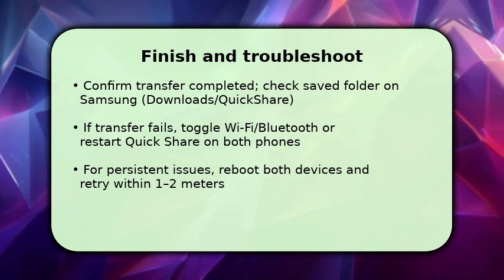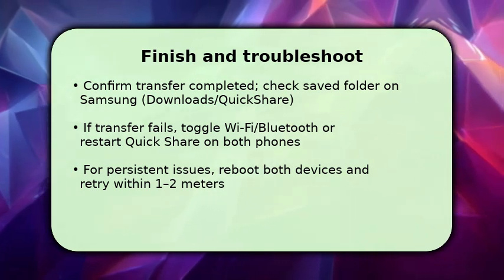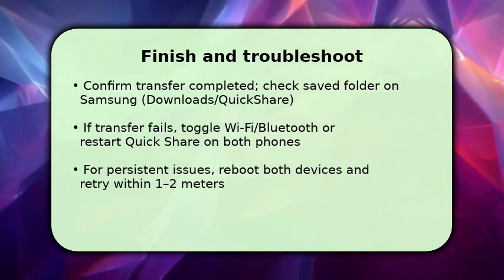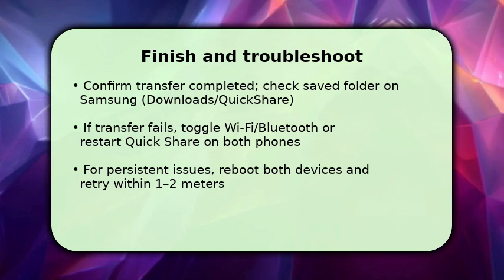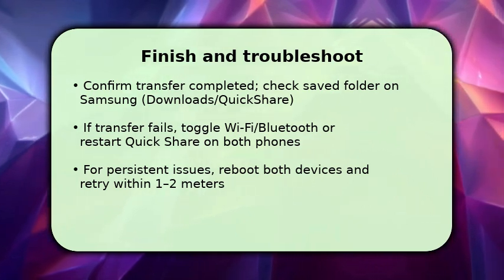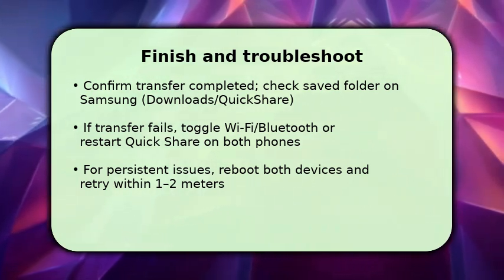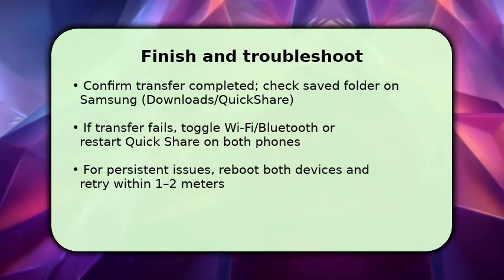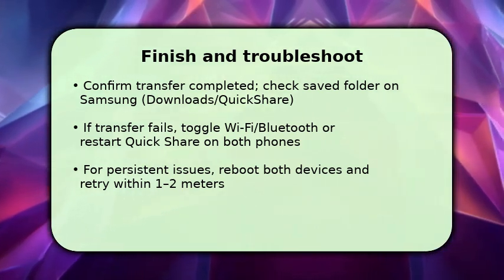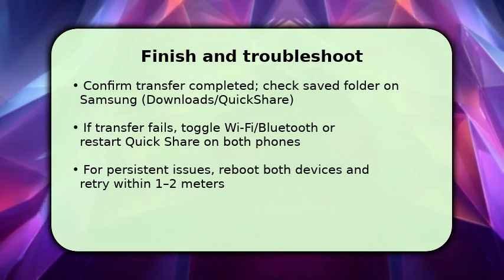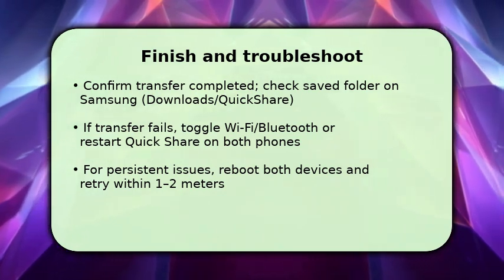If the transfer stalls or fails, first toggle Wi-Fi and Bluetooth on both phones and restart Quick Share. This often clears handshake errors. If problems persist, reboot both devices and retry with them within 1 to 2 meters to ensure stable signal. That single troubleshooting step resolves most connection and transfer failures.